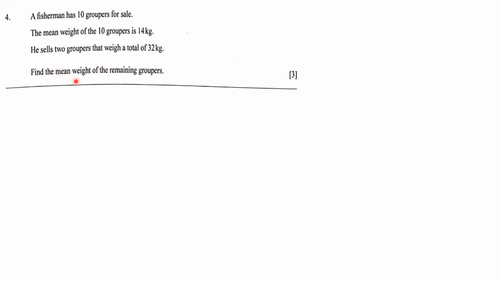Now, mean is an average, right? So if you're doing the mean, we're basically going to add up all of the groupers and divide it by the amount of groupers that you have. Now, what they did is they told us that the mean weight of the 10 groupers is 14 kilograms. I have this equation right here, and this equation is going to be useful in helping us because the equation says the mean weight over 1 is equal to x over 10.